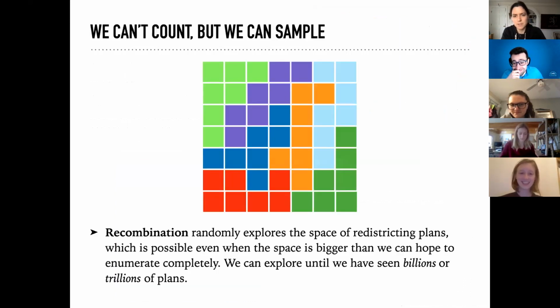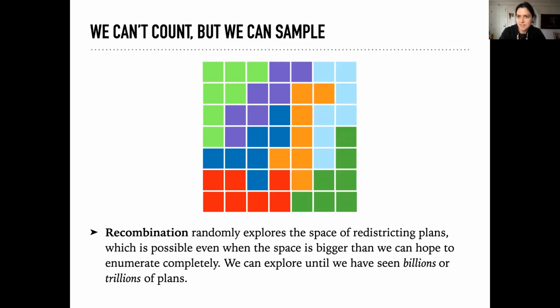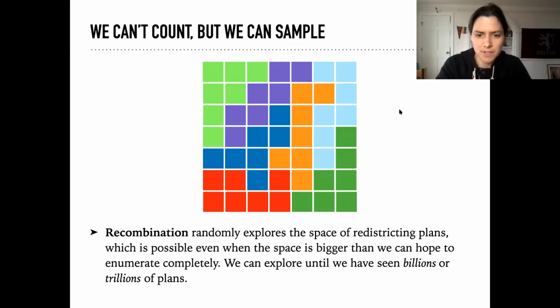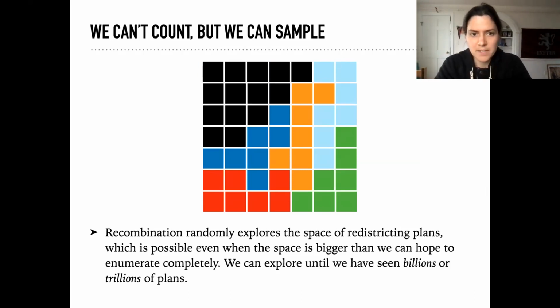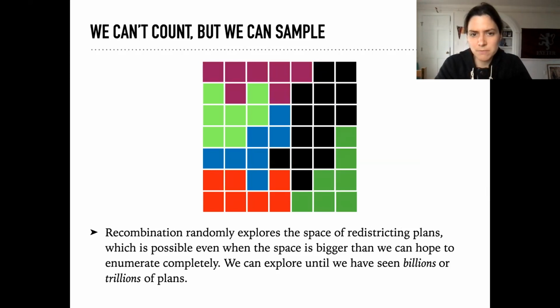So here's how we sample. So here's a proposed districting plan of our toy example of a 7 by 7 state that we want to break into 7 districts. We use a process called recombination to randomly explore the space of redistricting plans and visit a representative sample. So we can see billions or trillions of plans, which sure is a lot, but it's less than the total number of plans. And that's fine because we'll see a representative sample, we hope. So here's how it works. You take 2 districts and you merge them, and then you resplit them. You take 2 more districts, you merge them, you resplit them.